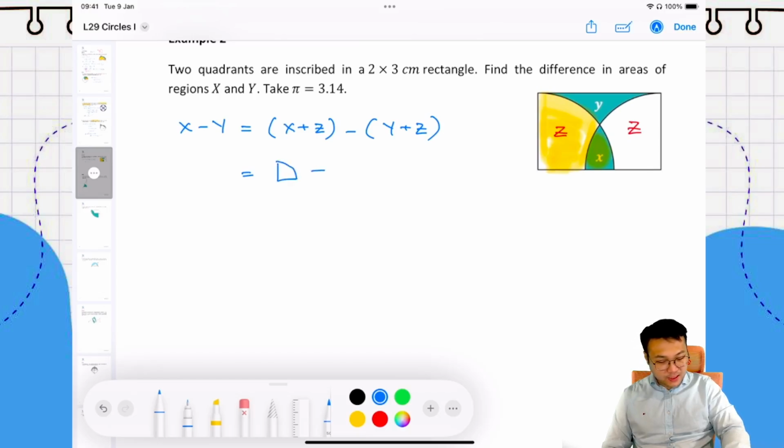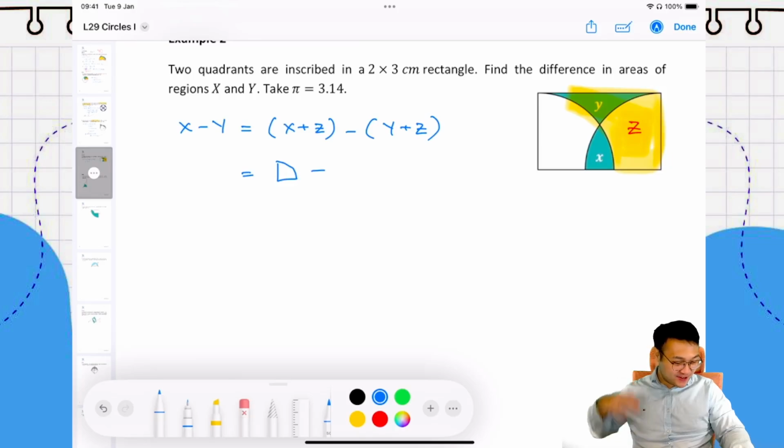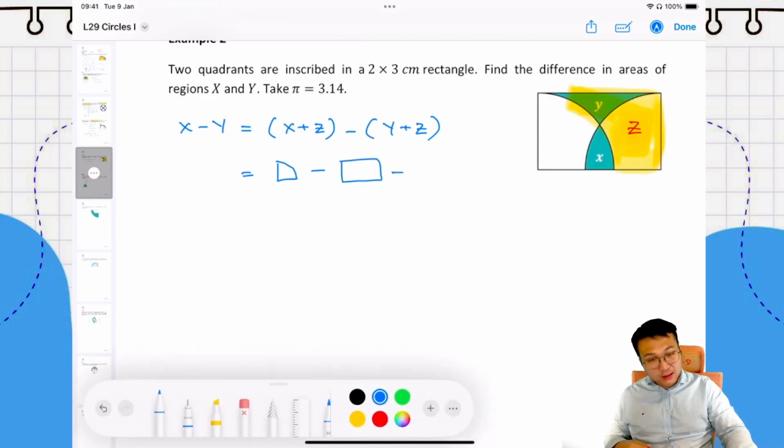Minus y plus z. Let's highlight it. What is y plus z? Y plus z looks a little bit weird. I don't really recognize this shape. So what shape do you call this? Nothing, right? Y plus z is nothing. 2 times 3 minus the quadrant. No, no. What we can actually do to find y plus z is you take the rectangle minus the quadrant.